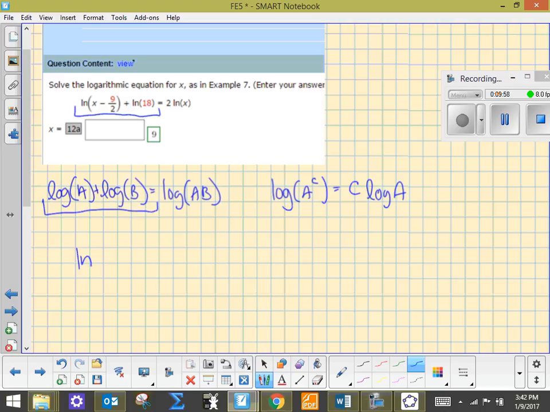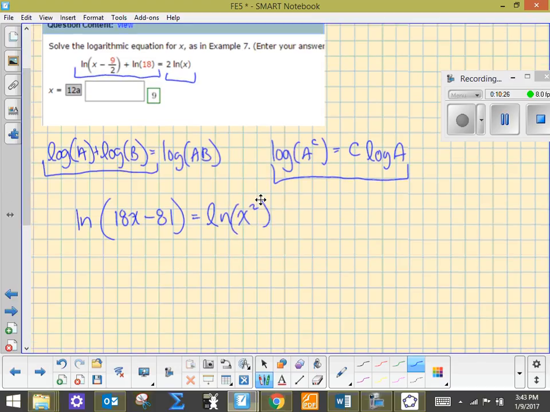So I'm going to have natural log of 18 times x minus 9 halves times 18, so 9 times 9 basically, so 81. So minus 81 equals 2 ln of x. So 2 ln of x, that looks something like this. So I'm going to take that 2 and write it as an exponent, so ln of x squared.